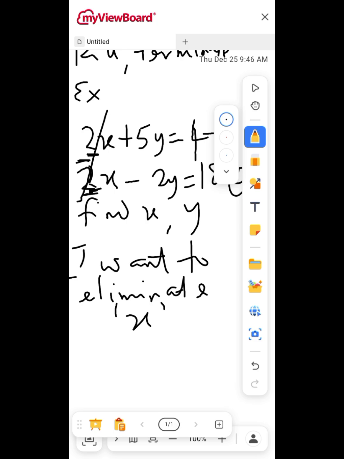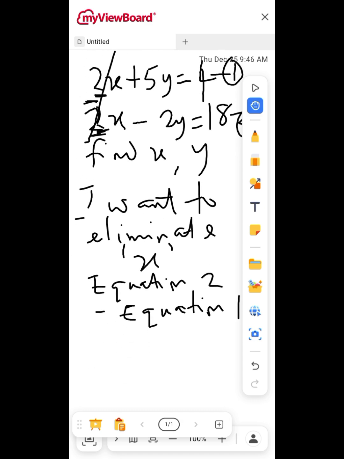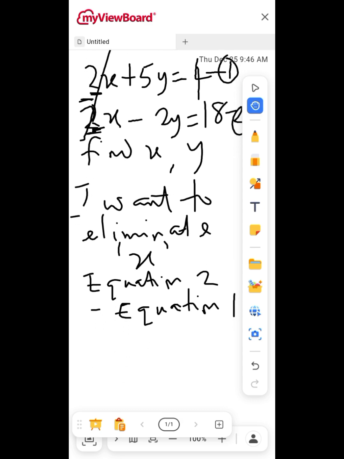So this cancels. So I will say equation 2 minus equation 1. Are we together? That means that I will take away equation 1 from equation 2. Or I can just say equation 1 minus equation 2. So 2x minus 2x, that vanishes.